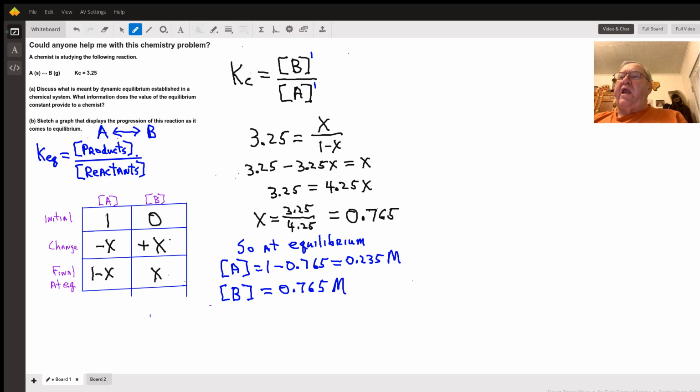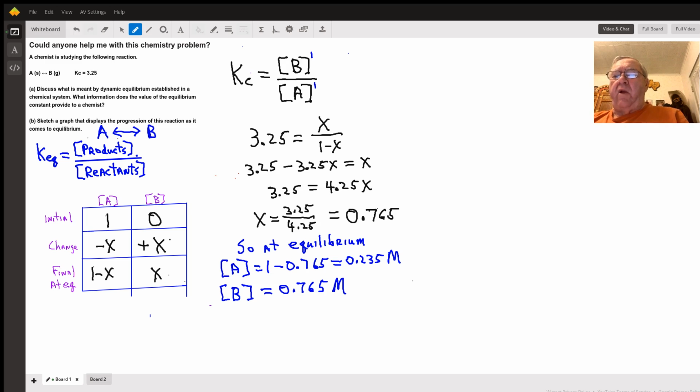So you know at equilibrium, the concentration of your reactant A would be 1 minus that molar solubility, and that would be equal to 0.235 molarity, and the molar solubility is the concentration of B, 0.765.